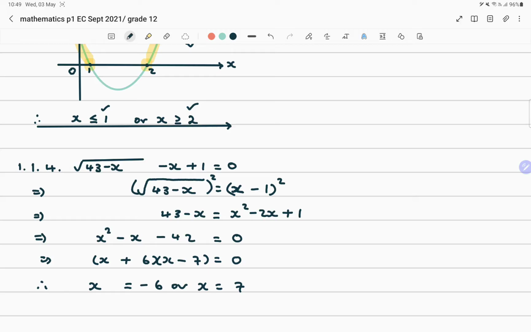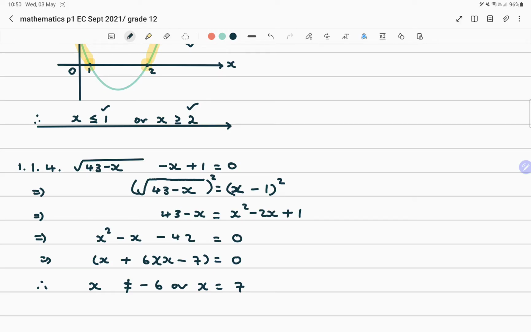Now you take these values, you throw them back into the original and see if you're going to get 0 equal to 0. So let's say, for example, we put a minus 6 there. So this is going to be the square root of 43 plus 6, okay? That is 7. And then 7 plus 6 is 13, plus 1 is 14. So 14 is not equal to 0. So the left-hand side is not equal to the right-hand side when we put a minus 6. As much as we're not getting a negative under the square root sign, it doesn't satisfy our equation fully.